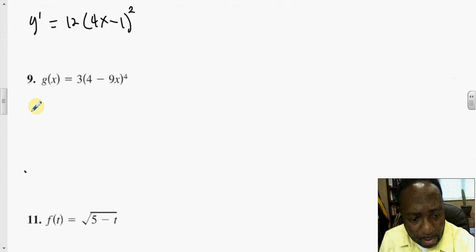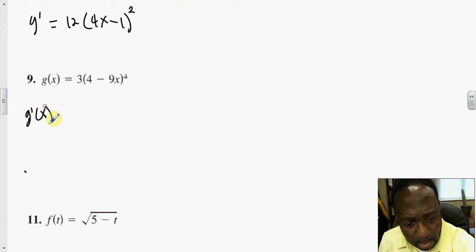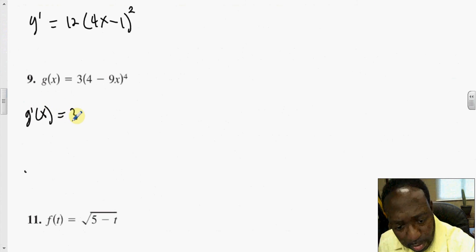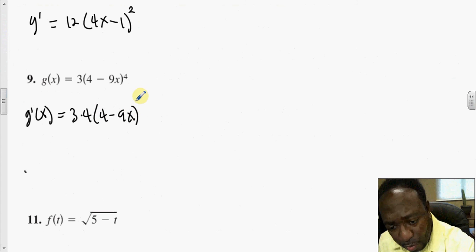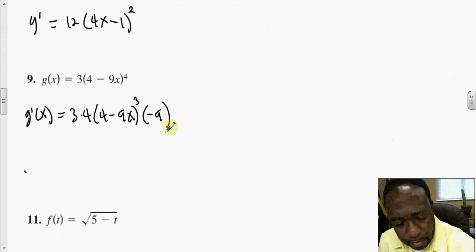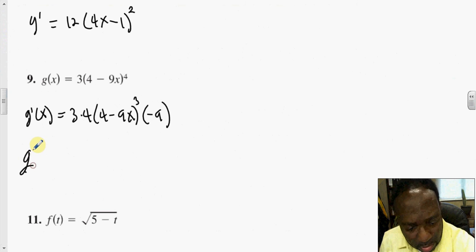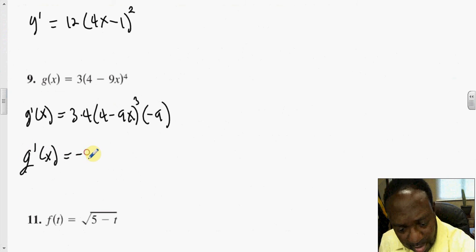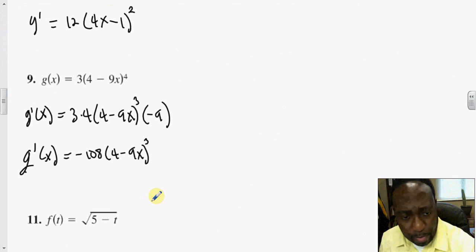Likewise, for this problem, g prime of x is equal to 3 times 4 times 4 minus 9x raised to the 4 minus 1, that's 3, times the derivative of the inside, which is just negative 9. So g prime of x is equal to 12 times negative 9, negative 108, times 4 minus 9x raised to the third power.